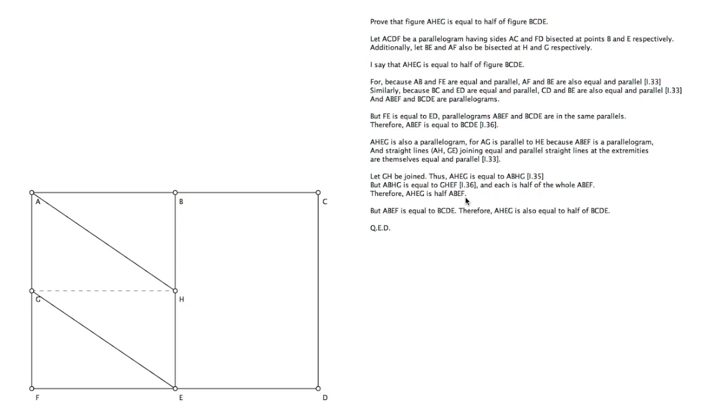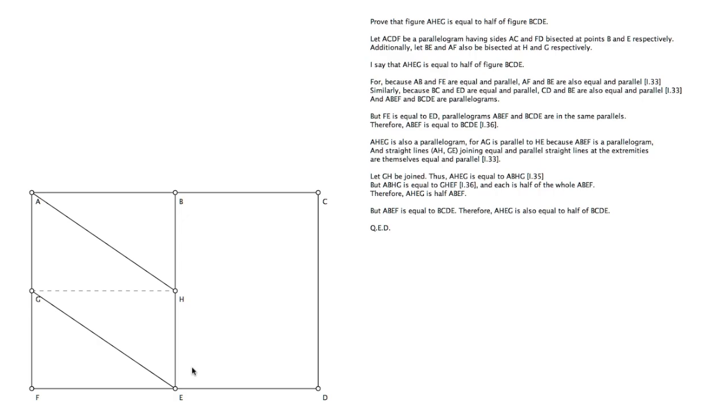So now comes our very last step. We already proved earlier up here that ABEF is equal to BCDE. So that means ABEF, the parallelogram here, is equal to the one on the other side, BCDE. So we know that those are equal, and we just proved that AHEG is half of ABEF. But because ABEF is equal to BCDE, that means that the parallelogram here, AHEG, is also half of BCDE. And that's the end of our proof.